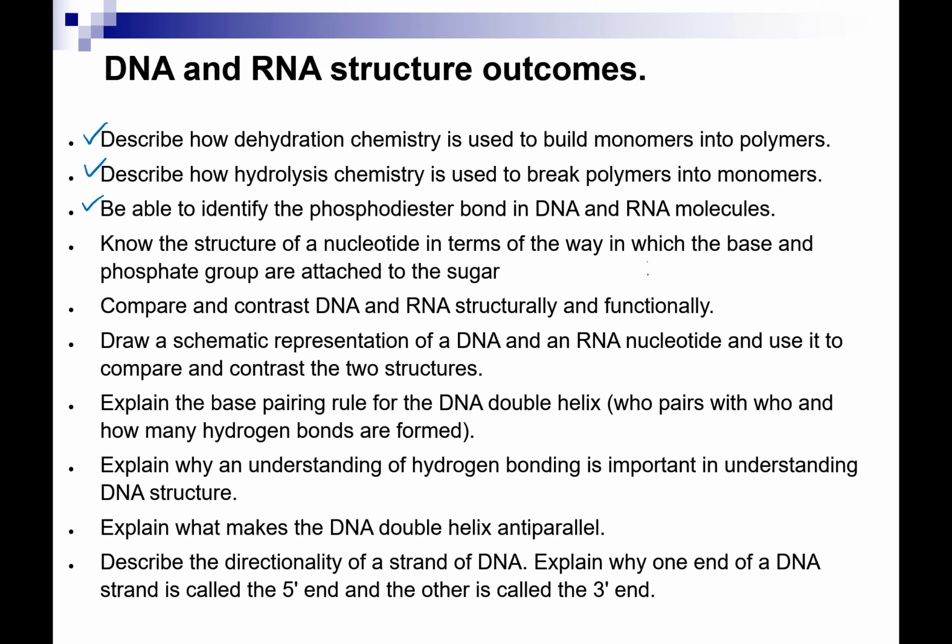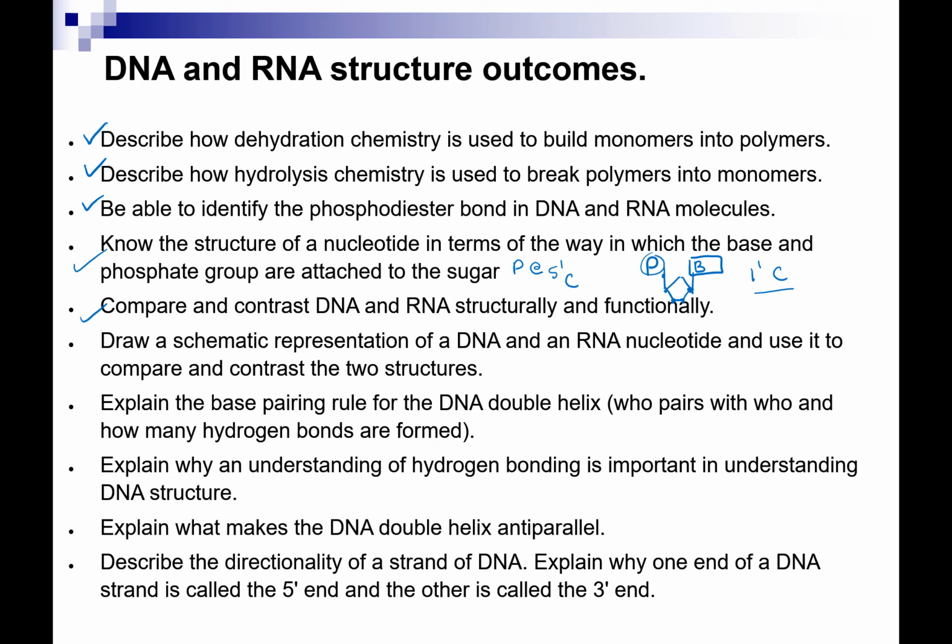Okay, so, phosphate group is on one side, the base is on the other side, the phosphate is at the 5' sugar, 5' carbon. The base is attached to the 1' carbon. Remember, those numbers are all based on the sugar, the ribose or the deoxyribose. Compare and contrast DNA and RNA structurally and functionally. So go ahead and fill out that chart to help you with that.